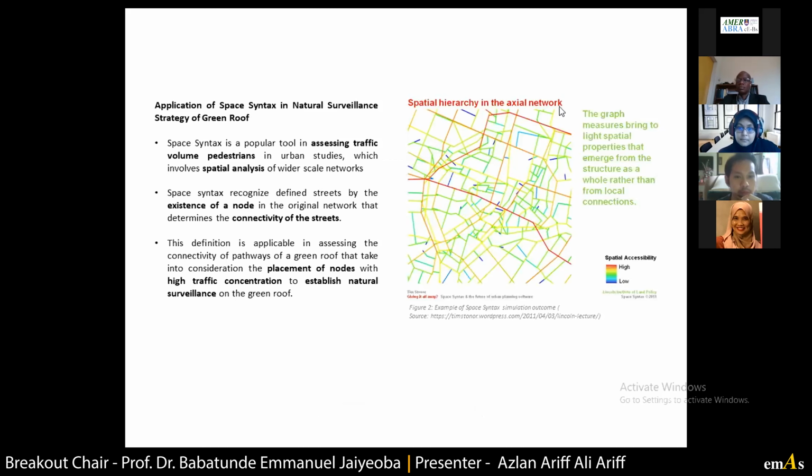So this methodology suits the nature of the study to determine the pathway design layout that has comparatively high crowd engagement. So for future recommendation, this study could extend to the assessment of green roof layout using convex space, which is another function in Space Intact, and different variation of layout design which can be formed with combination of 2 or more layouts. So that's all from me.